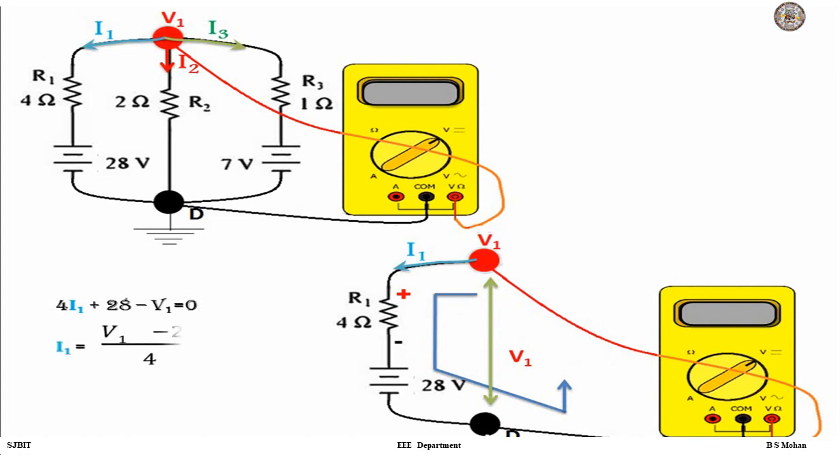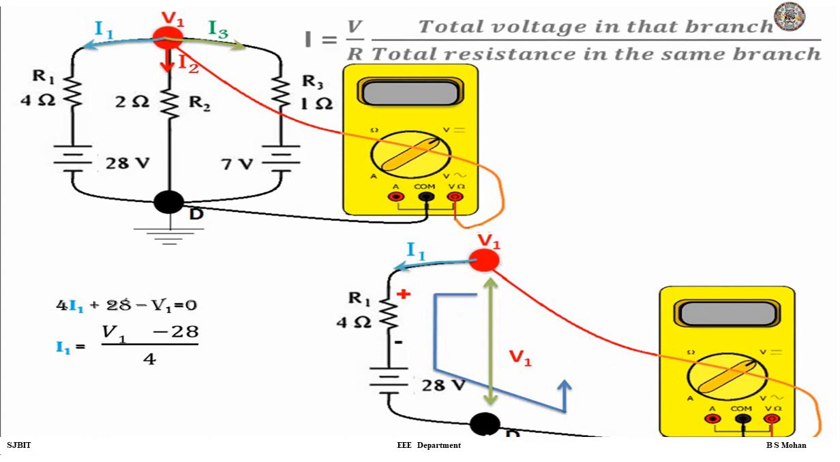Now we want I1, which is equal to V1 minus 28 by 4. I repeat, nobody needs to do this every time. Once you understand the concept, later on we correlate with a shortcut, and you can always use that method. This is just concept. So let's see how we can understand this. By Ohm's law we know I is equal to V by R. V is the total voltage in that branch, the first branch, divided by the total resistance in the same branch, right?